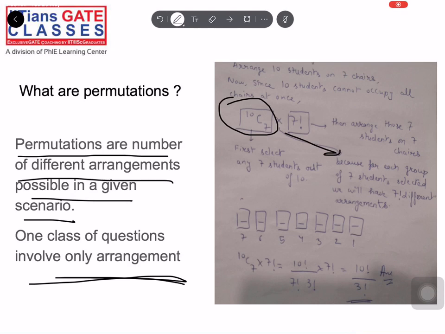This is the concept I have again explained for arrangement. For the first chair, any of the 7 students can sit, so the choice for the first chair is 7. For the next chair you'll have 6 choices, the next will have 5, and so on. So for each group of 7, we will have 7 factorial arrangements. Your answer for this question would be 10C7 times 7 factorial, that means 10 factorial divided by 3 factorial. You can compute this and get your number of ways. This is the number of ways in which 10 students can be arranged on 7 chairs.